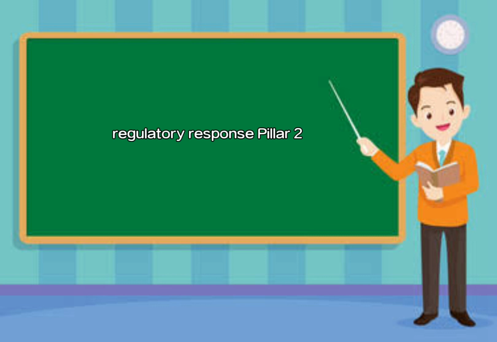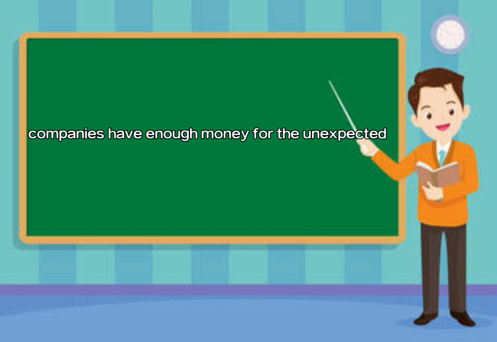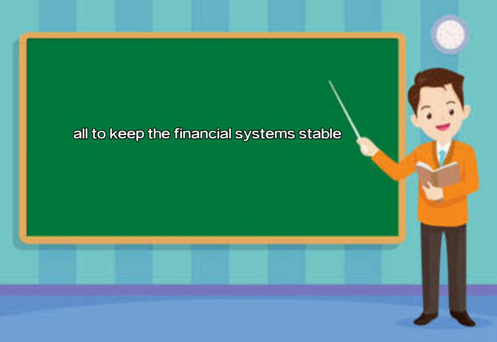Regulatory response, Pillar 2. Government regulators check if companies are calculating their risks and the need for extra money correctly. They might ask a company to keep more money if they think there's a risk the company hasn't considered. Disclosure, Pillar 3. Companies have to share information with the public about how they calculate risks and the extra money they keep. It's about being transparent. So, in essence, provision is about estimating expected losses, and Basel II is about making sure companies have enough money for the unexpected, all to keep the financial system stable.